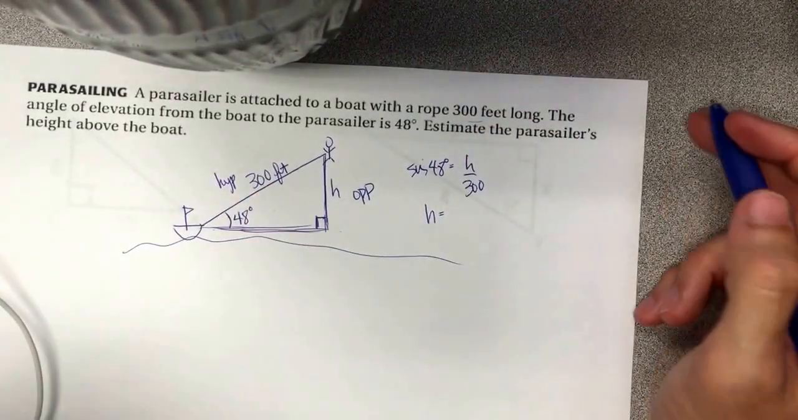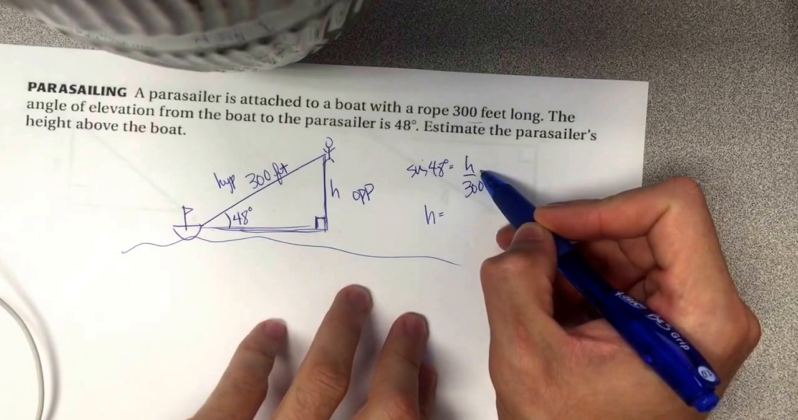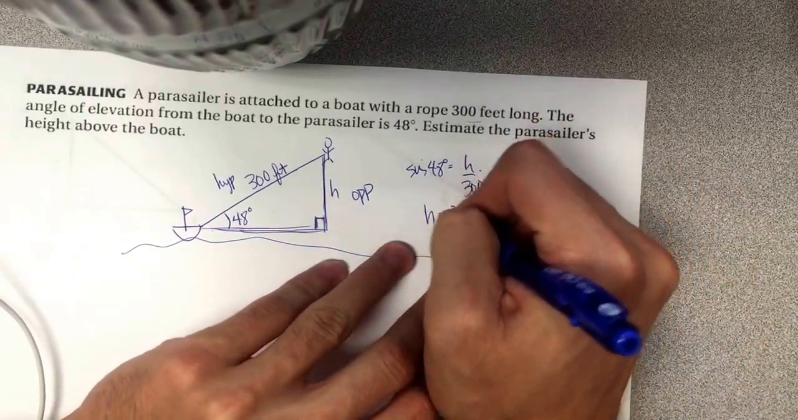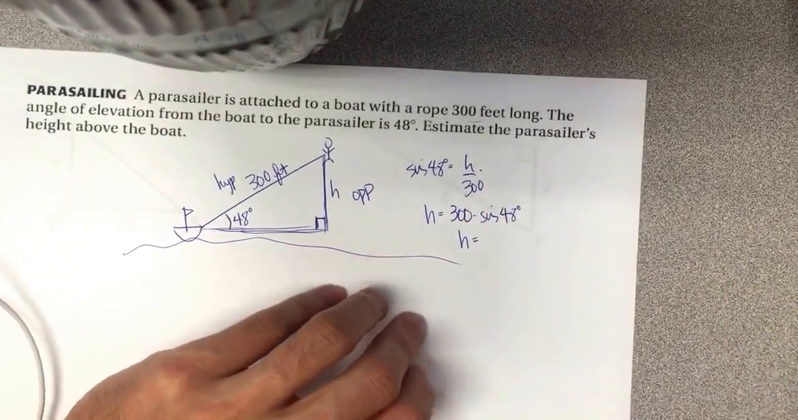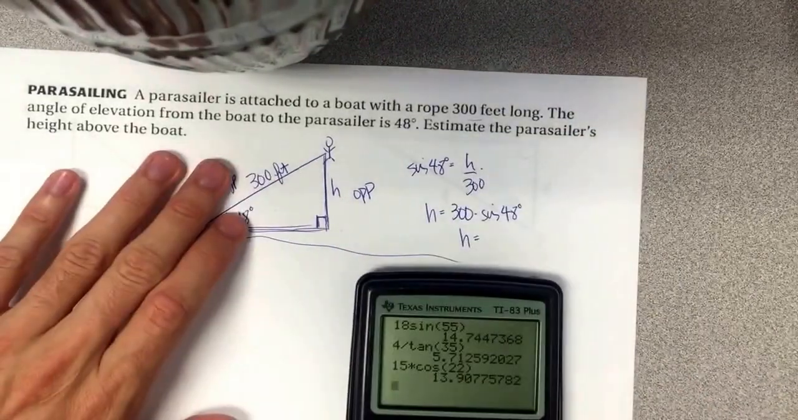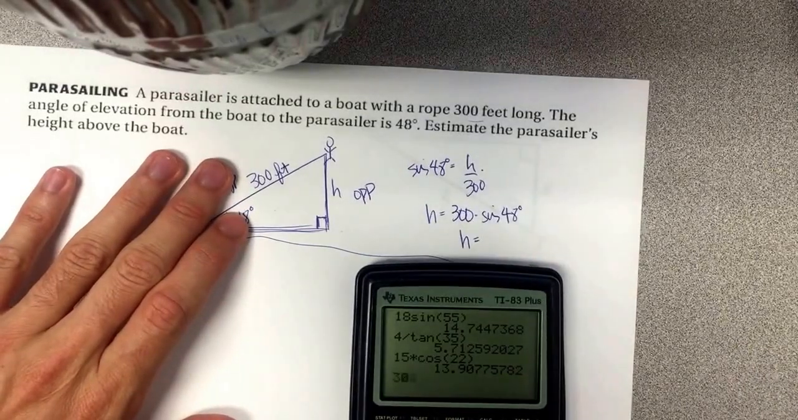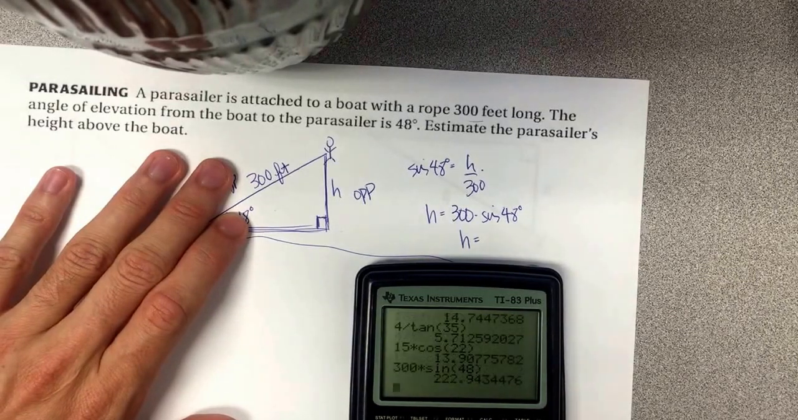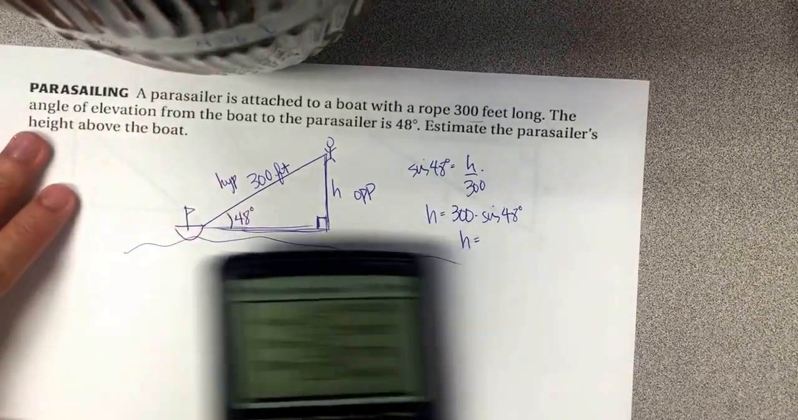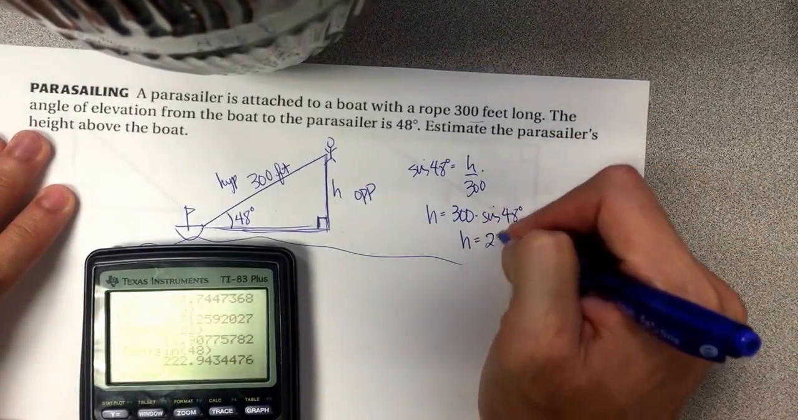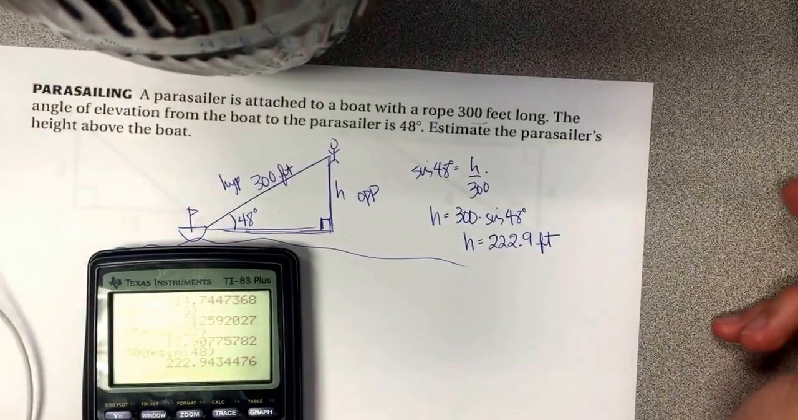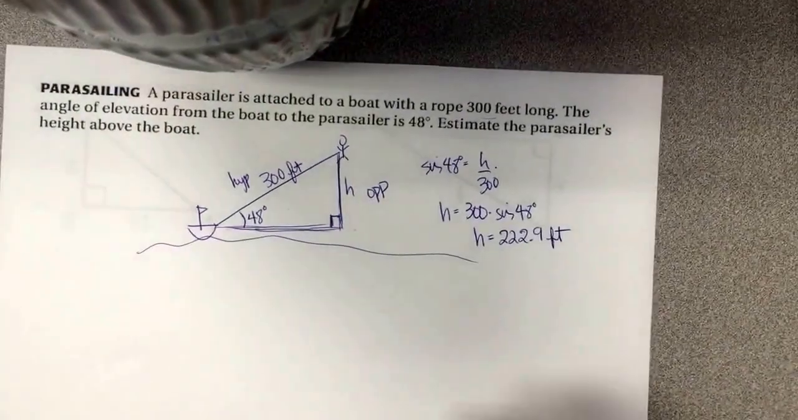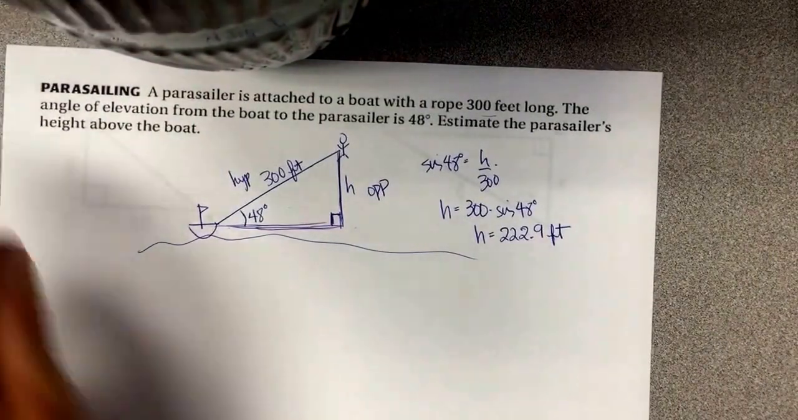We just talked about on the last page that if the h, or the variable, is in the numerator, you're going to multiply to solve. So 300 times sine of 48 degrees. And this is just going to be a calculator now. So we're going to go to the calculator, and we're going to type in 300 times the sine of 48 degrees. And my calculator says 222.9. And he would be in feet above the boat. So this is how you use trig to figure out missing lengths of a triangle.